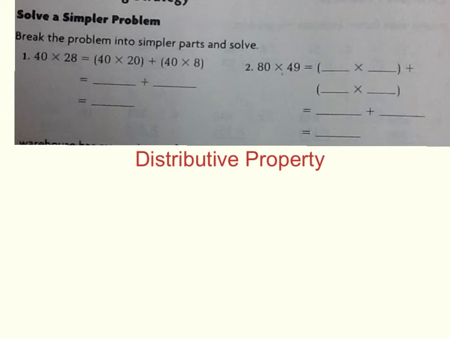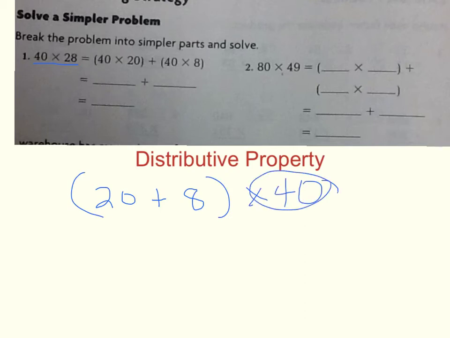Look at number 1. Number 1 is 40 times 28. Now, we can break up the 28 into 20 plus 8. Then we're going to take the 40 and multiply that times the 20 plus 8. So we're going to take this 40 and multiply it times the 8 and take the 40 and multiply it times the 20. We have that shown right here. Here's 40 times 20 plus 40 times 8.